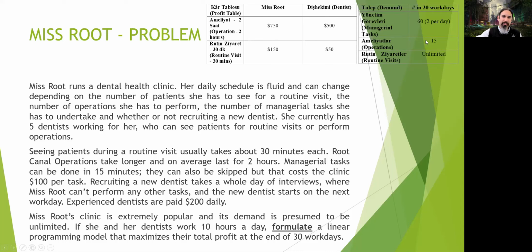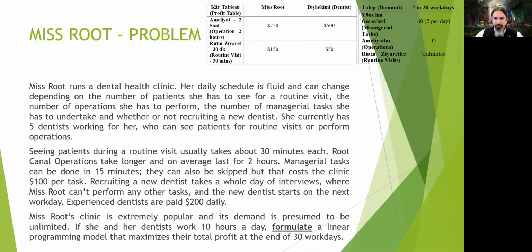Normally the demand for routine stuff is unlimited, okay, but still there are 15 operations in 30 days and 2 managerial tasks per day for a total of 60. So you can skip managerial tasks, but it will cost you. There's a penalty for that one as well. Now, we are trying to maximize profit, so it's a maximization problem. All right, but we have to find our decision variables as well.